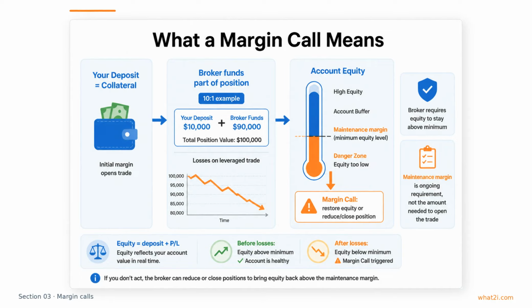The key threshold is the maintenance margin, not the initial margin used to open the trade. Because your deposit is serving as collateral, falling below that maintenance level signals that the broker's risk has risen too far. A margin call is therefore not just an alert message, it is a sign that the trade structure is breaking down.